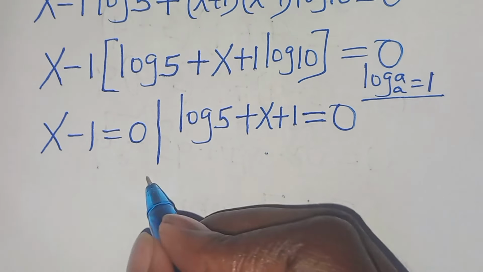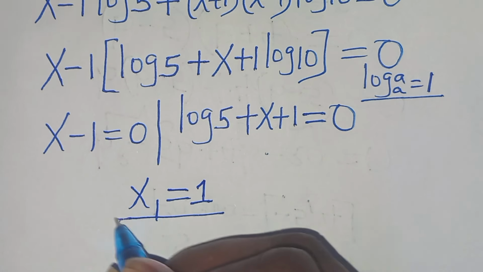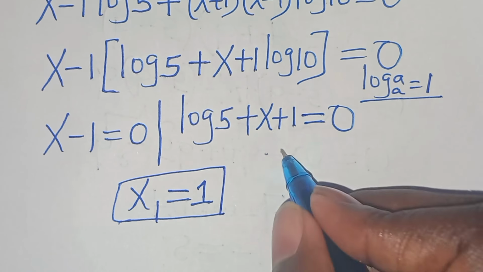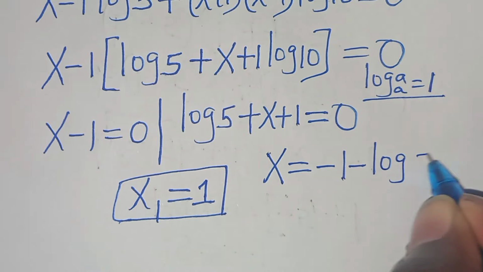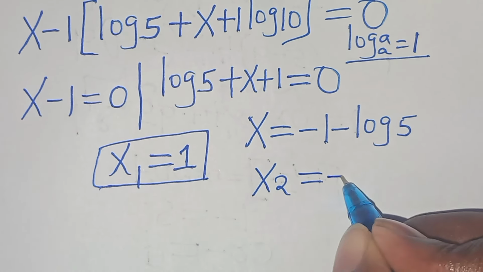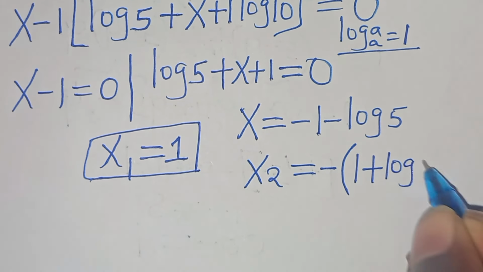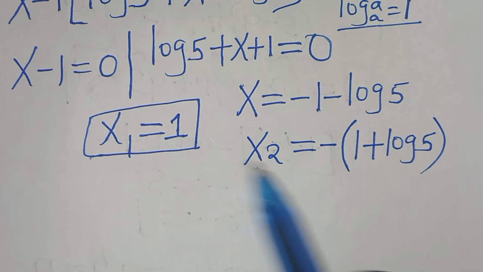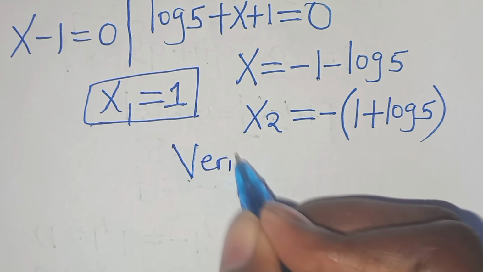So in this case, we have that x1 is equal to 1. So we can solve for the other x here. This is equal to minus 1, subtract log 5, which we can express as x2. This is the same thing as minus, into the parentheses, 1 plus log 5. So we have two values of x here, x1 and x2. The next step is to verify. So let's verify.